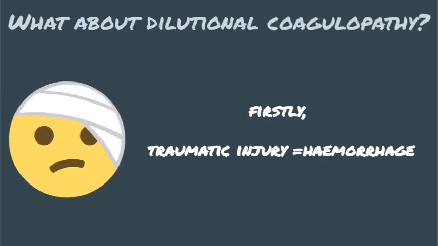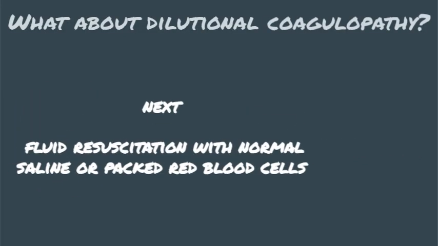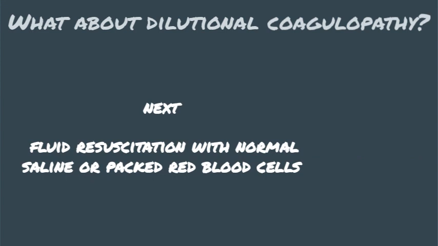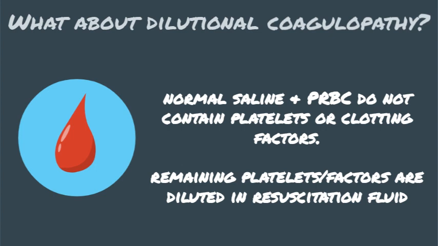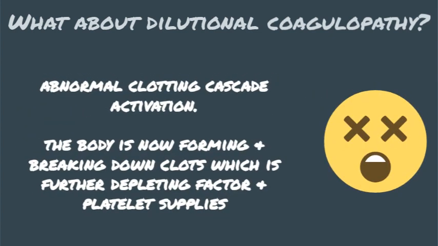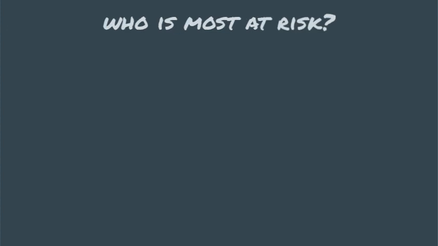Dilutional coagulopathy occurs when a patient is hemorrhaging and is resuscitated using normal saline or packed red blood cells, which lack platelets and the clotting factors of whole blood. This further dilutes the remaining factors in the patient before the abnormal clotting cascade is activated with formation and breakdown of clots. So who's at most risk of coagulopathy?